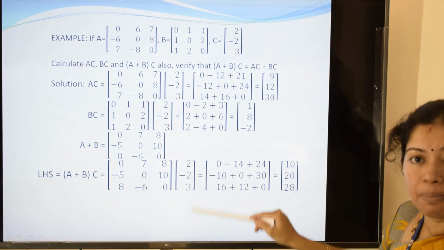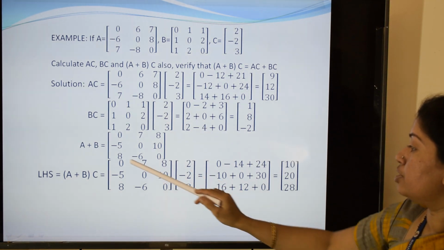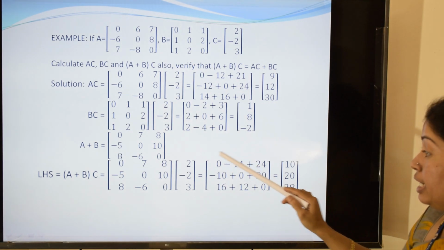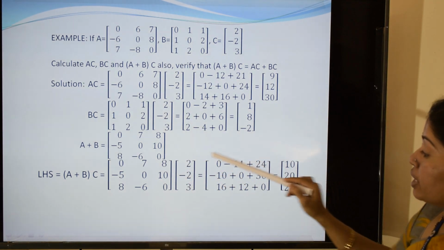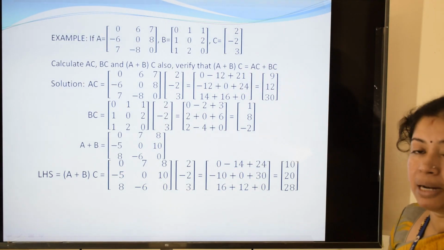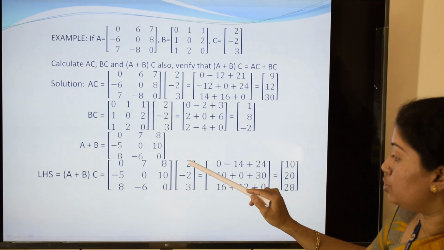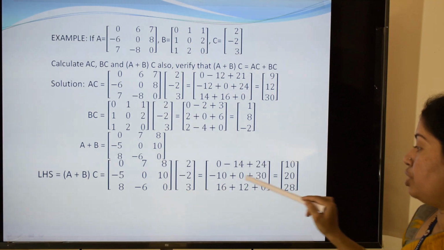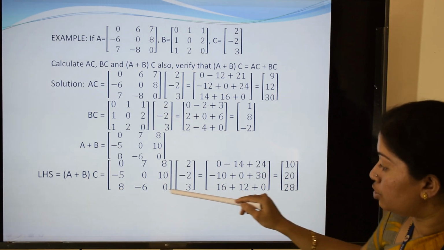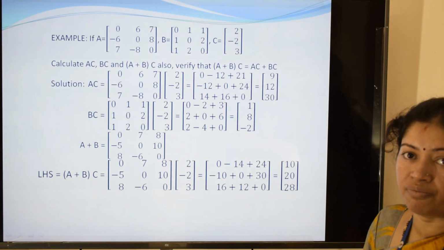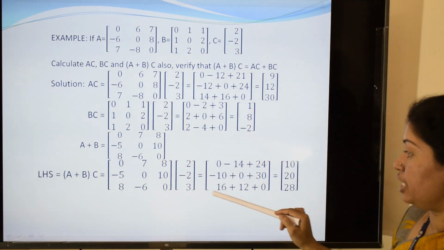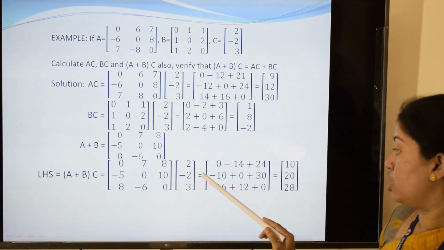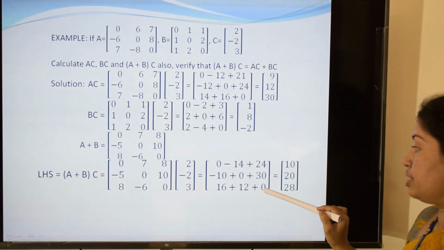Take the first row, multiply the corresponding elements of the first column. So 0 into 2, 0, plus 7 into minus 2 is minus 14. 8 into 3 is 24. Next take the second row and multiply with that column. So minus 5 into 2, minus 10, plus 0 into minus 2 is 0, plus 10 into 3 is 30. Now take the third row and multiply the corresponding elements of the first column. So 8 into 2, 16, plus minus 6 into minus 2. When both are minus, it will become plus. So plus 12 plus 0 into 3 is 0.